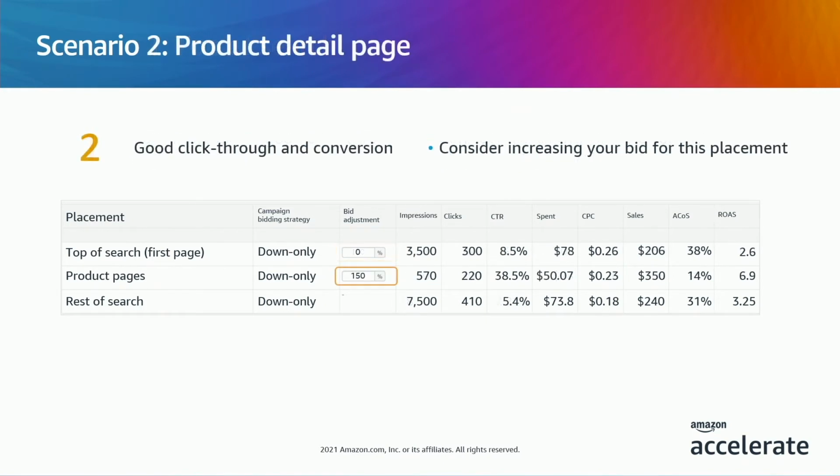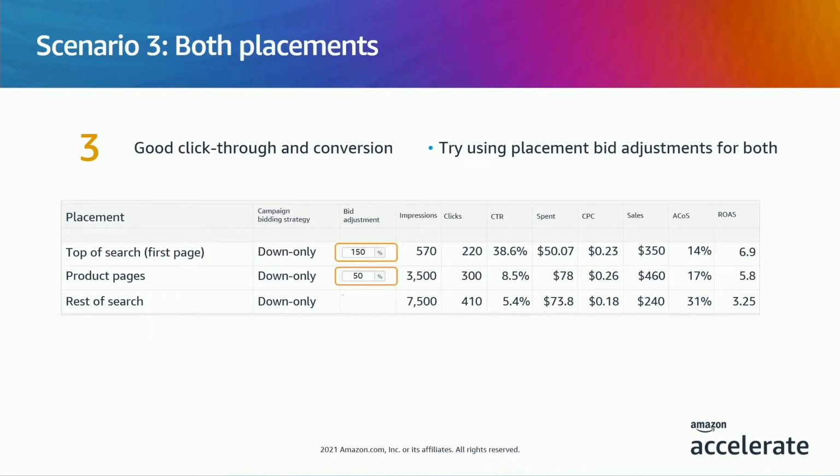If it happens the other way around and you have good click-through and conversion on the product detail page and not in top of search, consider increasing your bids for this placement to help maximize your results. Finally, another possible scenario could be having low impressions on top of search first page, but comparatively good click-through rate and conversion, and also good results in product detail pages, though lower than on top of search. Here, consider increasing your bids for both placements to help increase impressions, clicks, and sales opportunities. But allocate more for top of search compared to the product page placement.